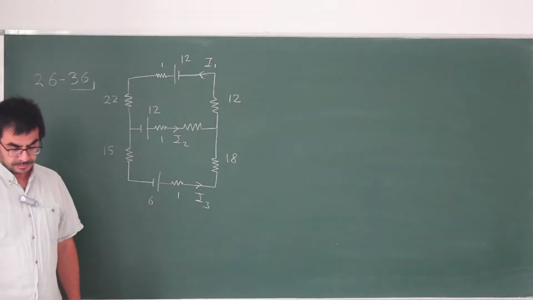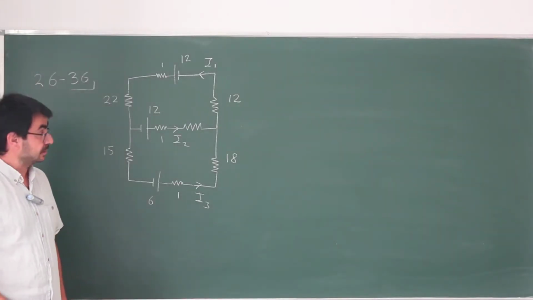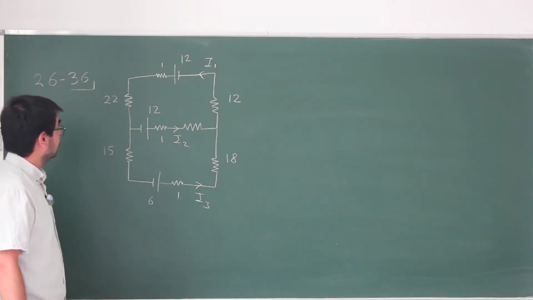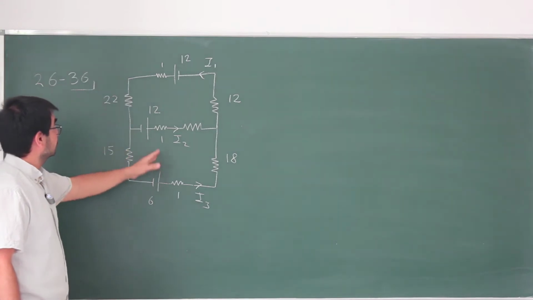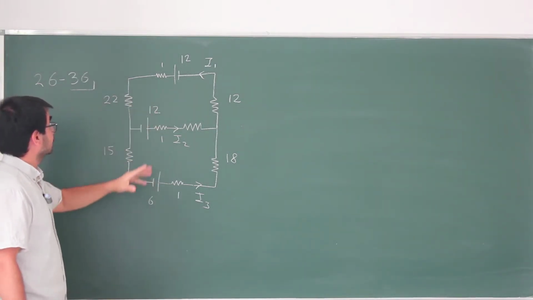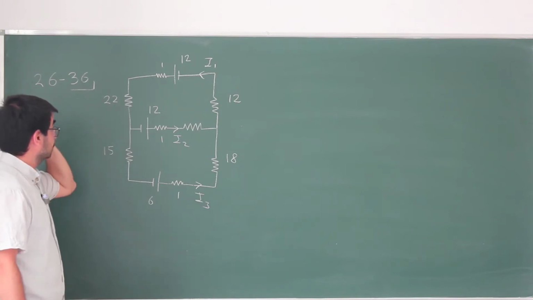So this is problem 36 from chapter 26. In this problem we are given a circuit that I have already drawn here. And there are some batteries in the circuit. We are told that each has an internal resistance of 1 ohm, and there are some resistances. There is a certain configuration for this circuit.